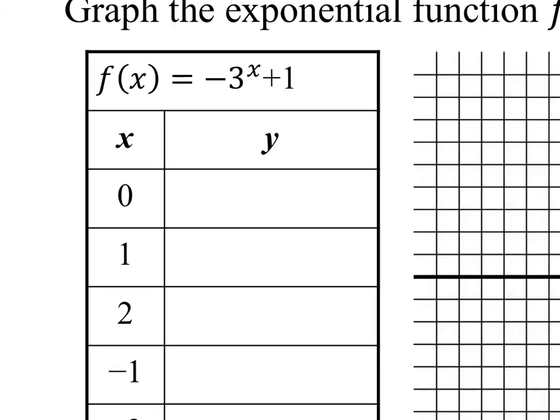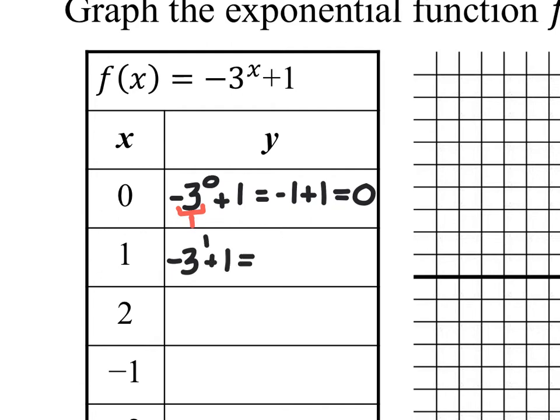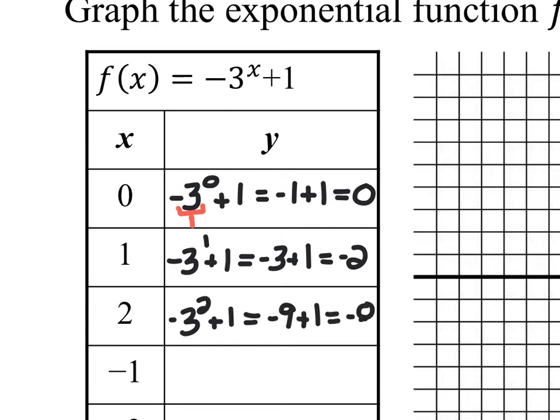When we plug in 0, we get negative 3 to the 0 plus 1. Now the 3 to the 0 part is 1, but then we have a negative in front of it. So this is actually negative 1 plus 1, or 0. Negative 3 to the 1st plus 1, negative 3 plus 1, or negative 2. Negative 3 squared plus 1. The exponent is only applying to the 3, so this becomes negative 9 plus 1, or negative 8.